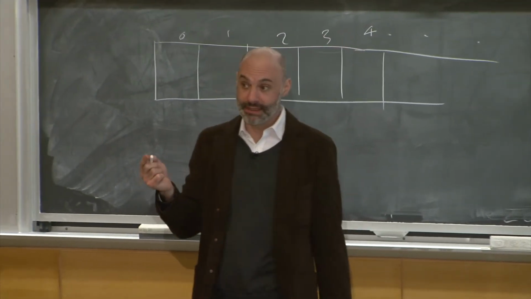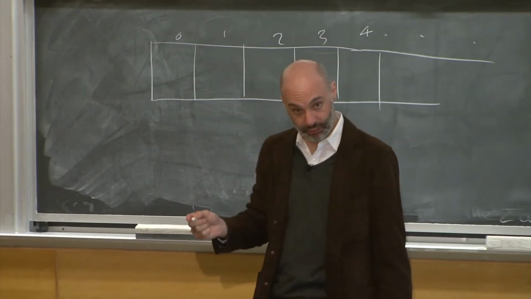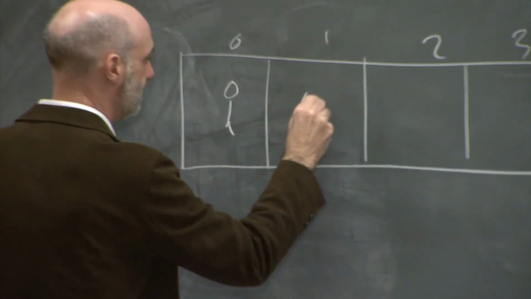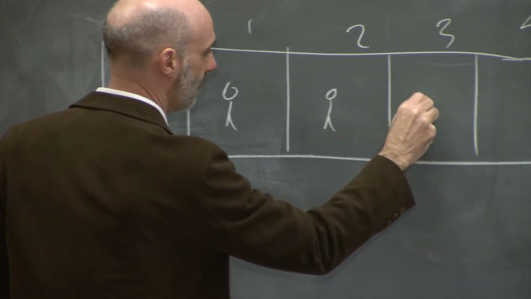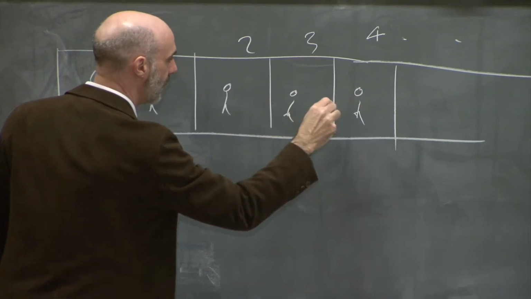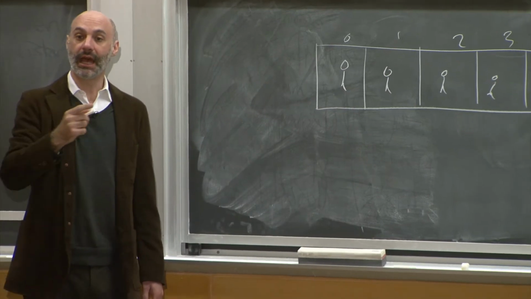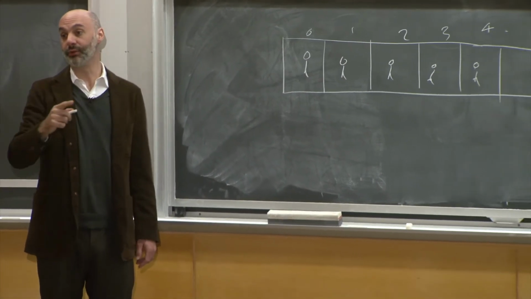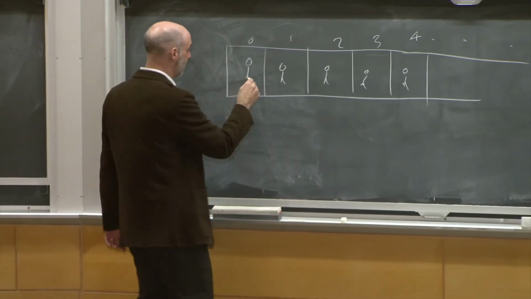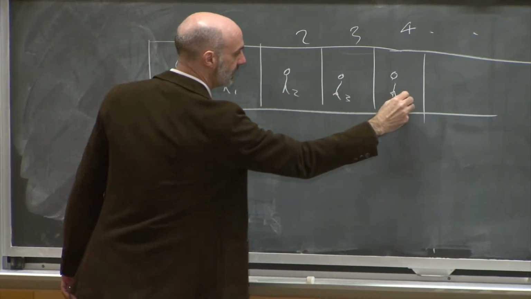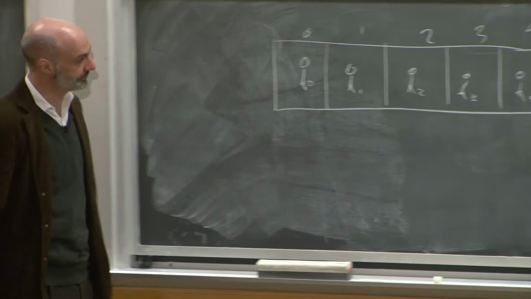And let's assume that it's completely full. So each room has someone inside it. And to make things simple, let's also number the people in our rooms with natural numbers. So that's 0, and that's 1, and that's 2, and that's 3, and that's 4, and so forth.